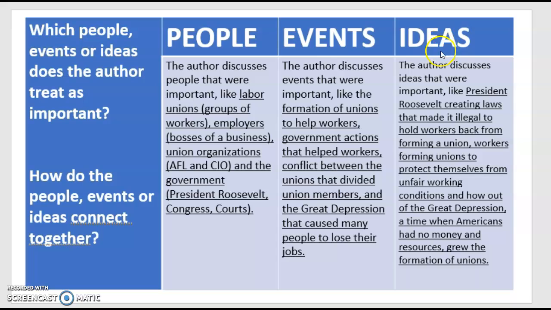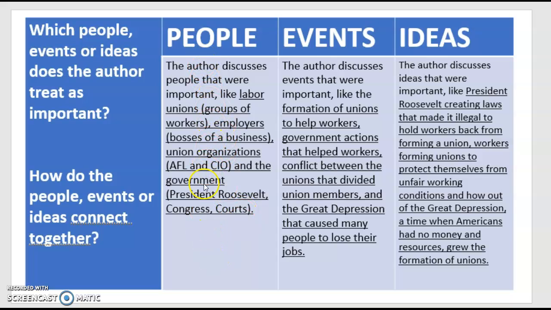And then, of course, the ideas that were important in this text. The author discusses ideas that were important, like President Roosevelt creating laws that made it illegal to hold workers back from forming a union, workers forming unions to protect themselves from unfair working conditions, and how out of the Great Depression, a time when Americans had no money and resources, grew the formation of unions. So guys, this is what was most important in the text. This is what the author kept explaining to us over and over again.